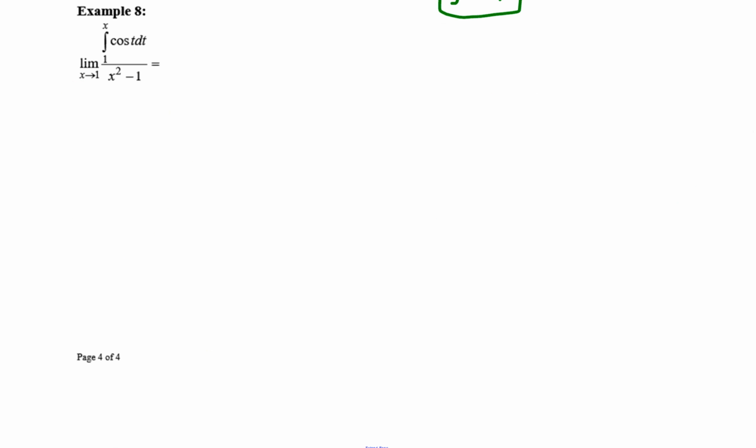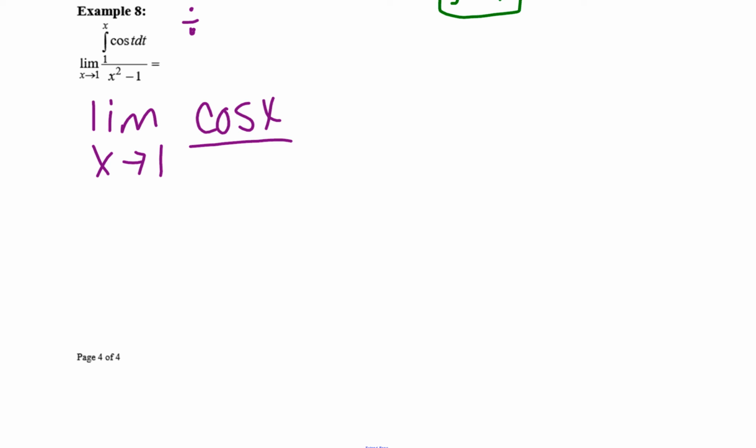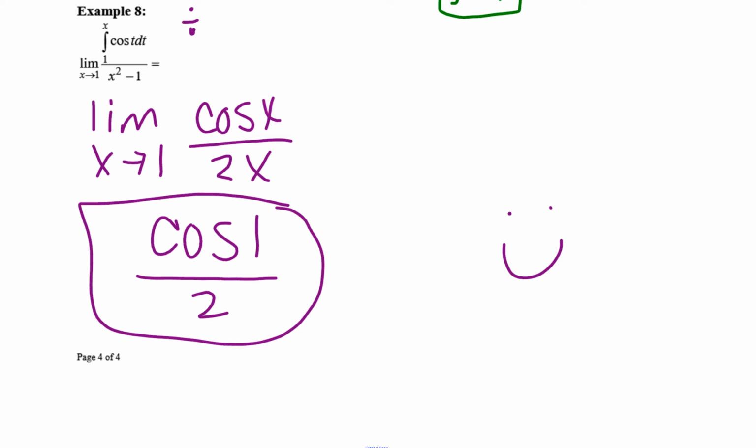All right, last one. It's a fun one. If we take an integral from 1 to 1, we get 0, and on the bottom we get 0. So let's take the derivative of this using the fundamental theorem of calculus. The derivative of an integral, in this case, is cosine of x. The denominator will be 2x. Plug in 1. Cosine of 1 over 2. The end. And what a great thing to end on.